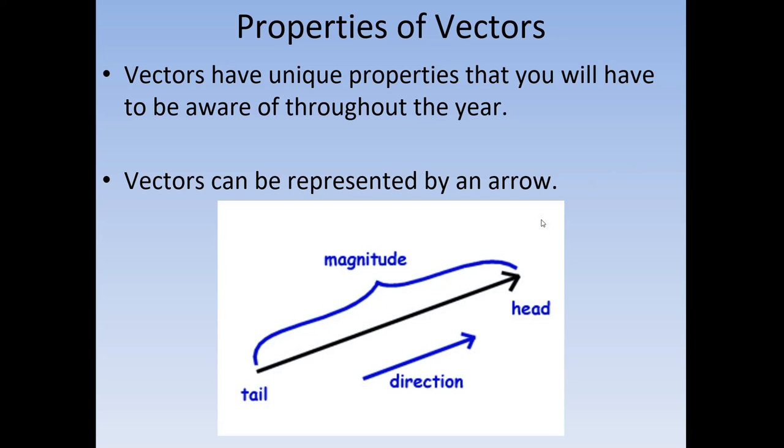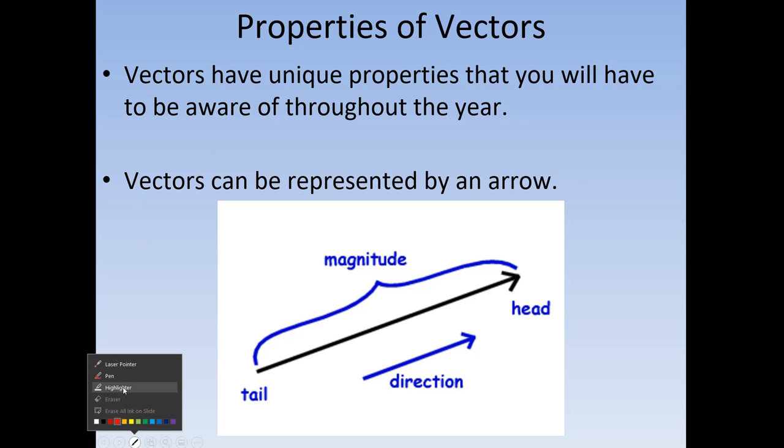So first off, because vectors are measurements that have an inherent direction in them, what we can do is represent them by using an arrow. The length of the arrow is used to represent the magnitude or the size, and obviously the direction it points in represents the direction.